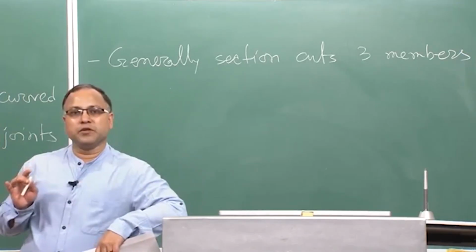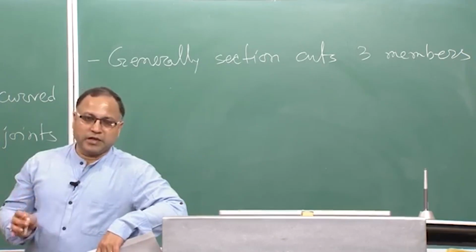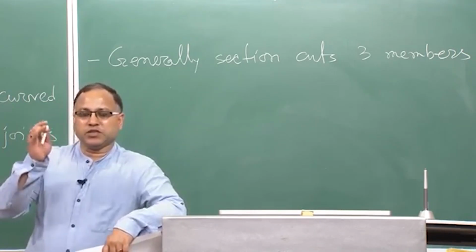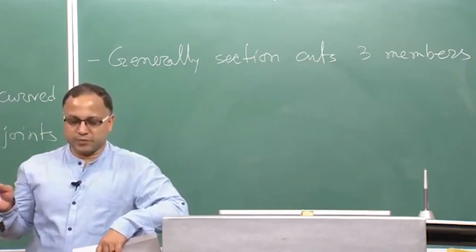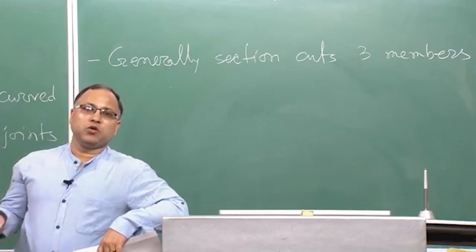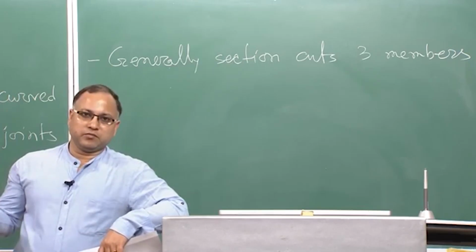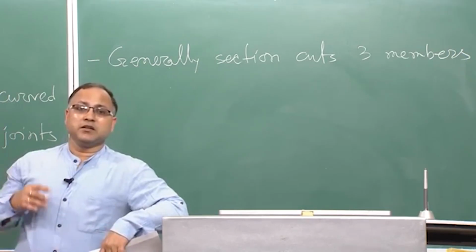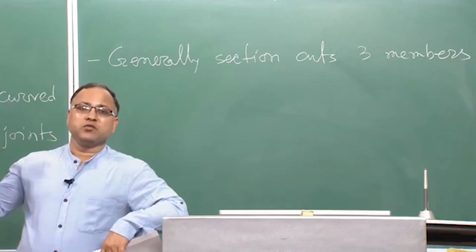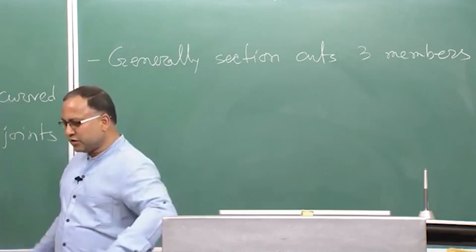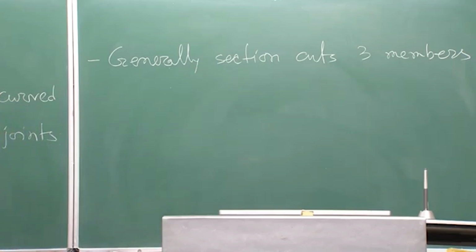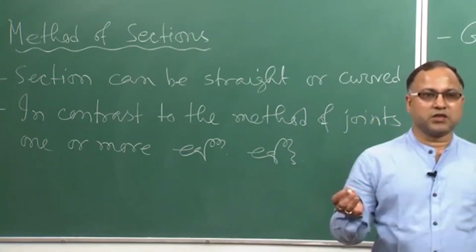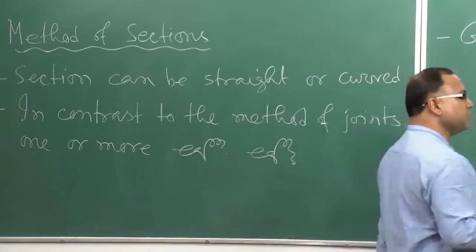But most of the time, if you want to get the solution, you should have a section which cuts a maximum of 3 members, because you can use 3 equations of equilibrium: force equilibrium like summation of Fx equal to 0, summation of Fy equal to 0, and moment equilibrium, summation of moment with respect to some point is 0. So there are 3 equations. Therefore, generally the section should cut 3 members. Three members means there will be 3 unknown forces which are going to be determined. So, these are a few aspects of the method of sections.